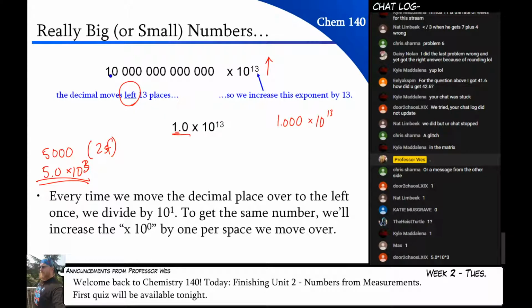Whoops, nobody saw me write a 2 there. Sorry, normally I do this example with 500.